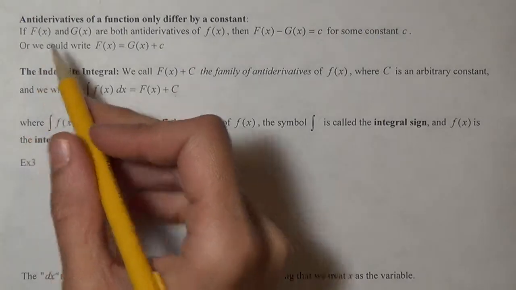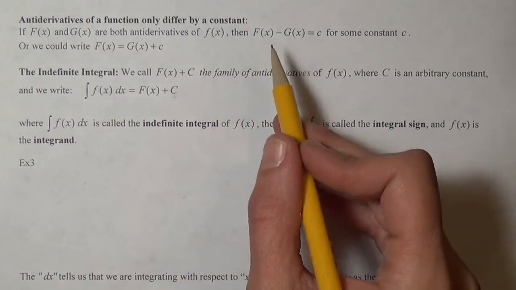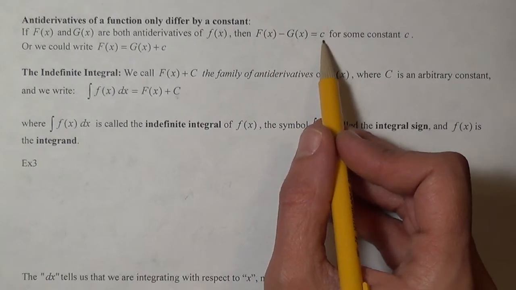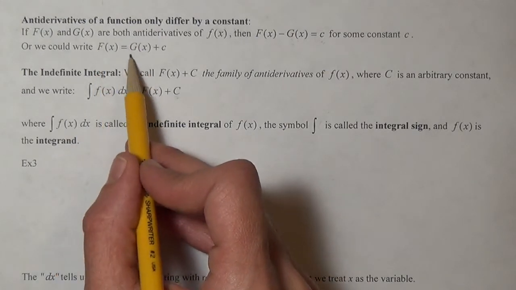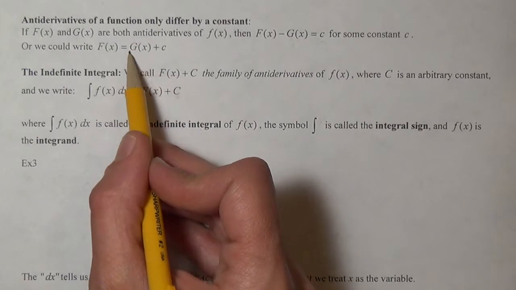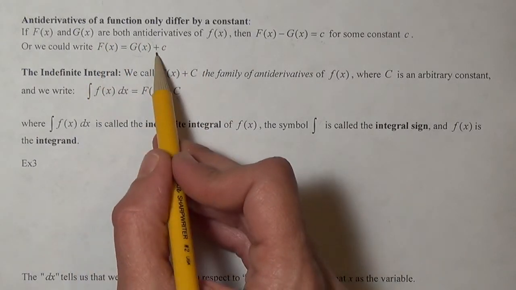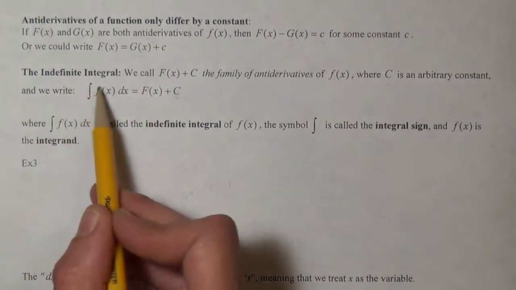So if capital F and capital G are both antiderivatives of little f of x, then the difference between the two is just some constant c. Or you could write capital F of x equals capital G of x plus some constant. So in other words, if I have one antiderivative, I can get to another antiderivative by adding some particular constant. Okay, the indefinite integral.